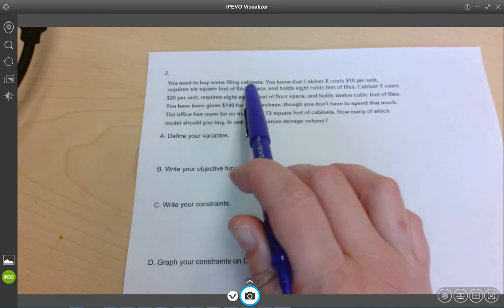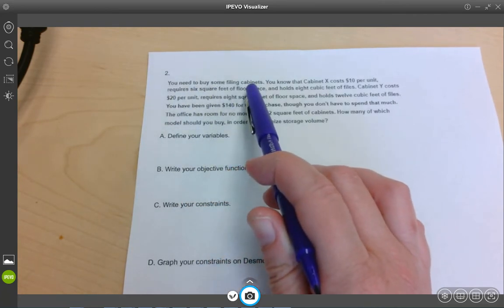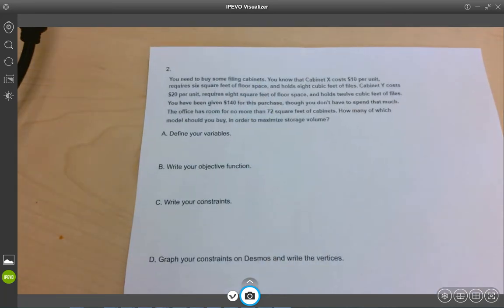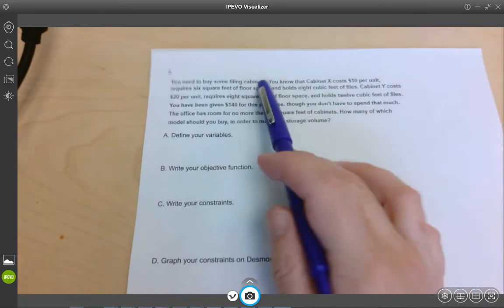You need to buy some filing cabinets. What's a filing cabinet? Do I have one in here? Yeah, it's that one right there with the drawers. So you need to buy some filing cabinets.